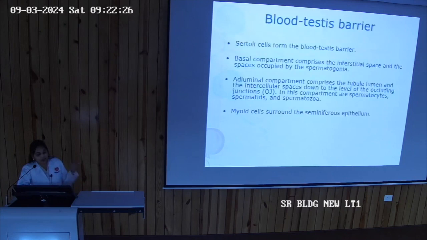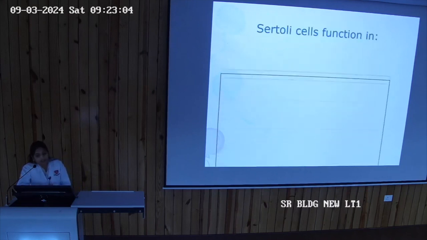Now what is the function of this blood testis barrier? Why do we require it? For those who came late, Sertoli cells form this blood testis barrier. This basal compartment has the interstitial space and spermatogonia, and the compartment above is the luminal compartment. Now this is separated from the outer environment and it protects the developing cells from the immune system. These are haploid spermatids, and they may be attacked by your own immune system in the form of antibodies against these haploid germ cells. Okay.